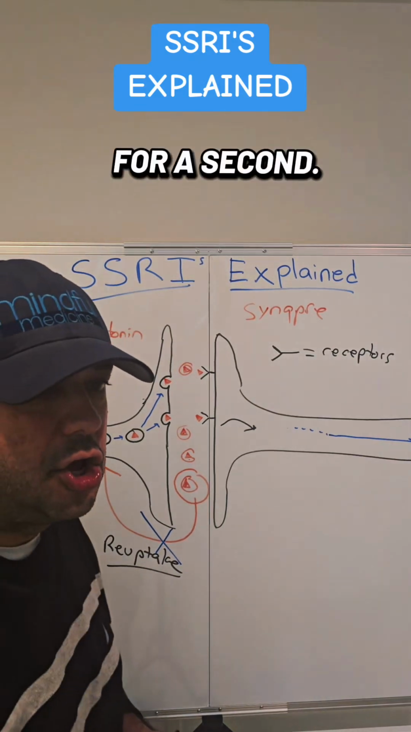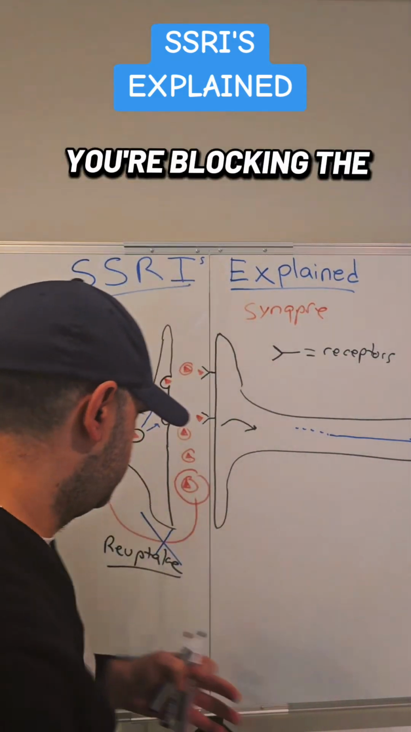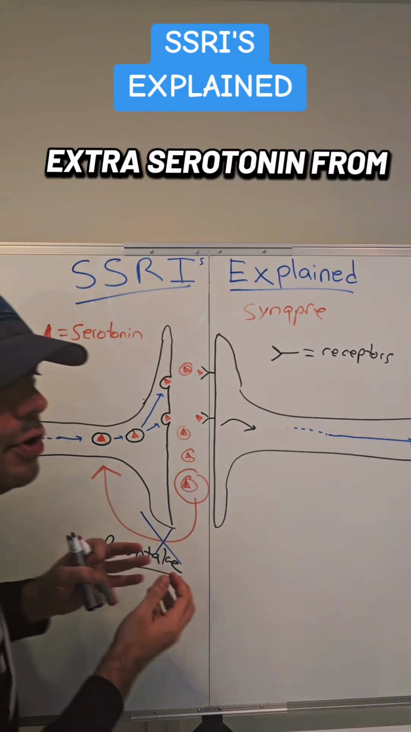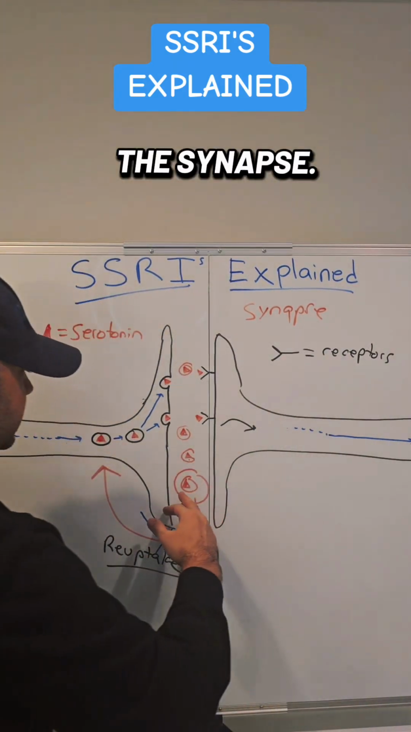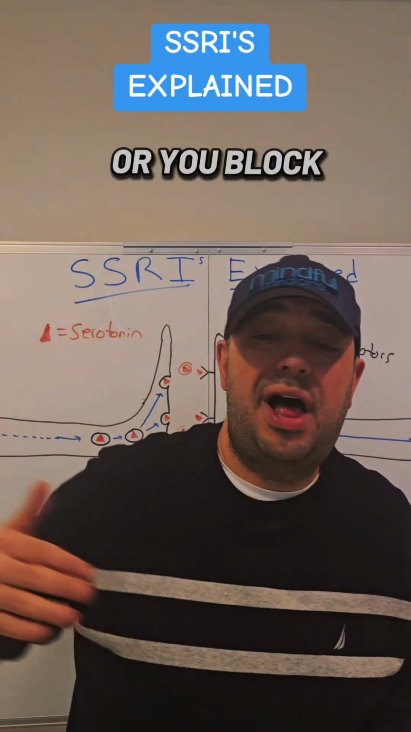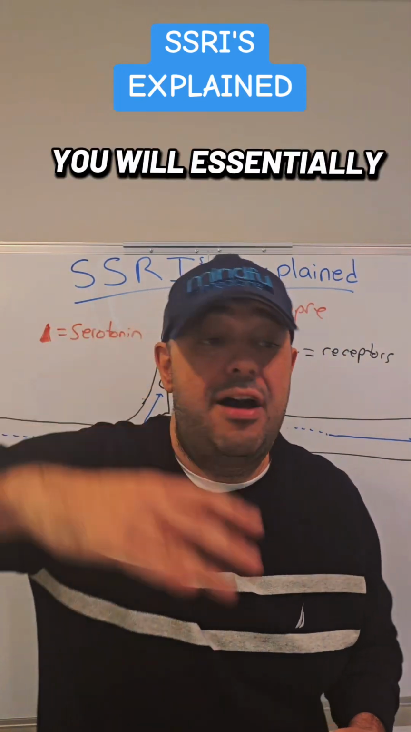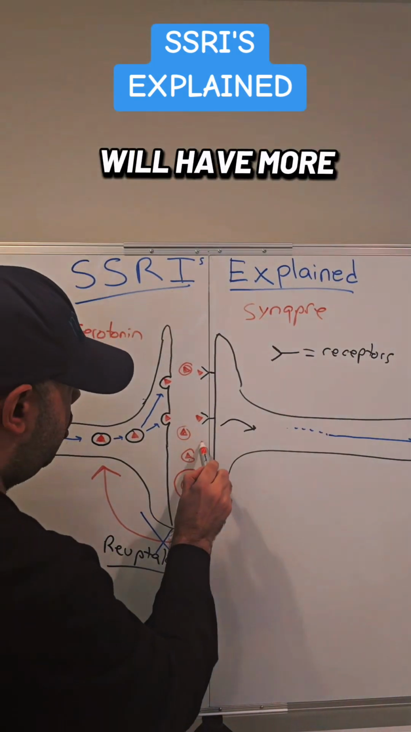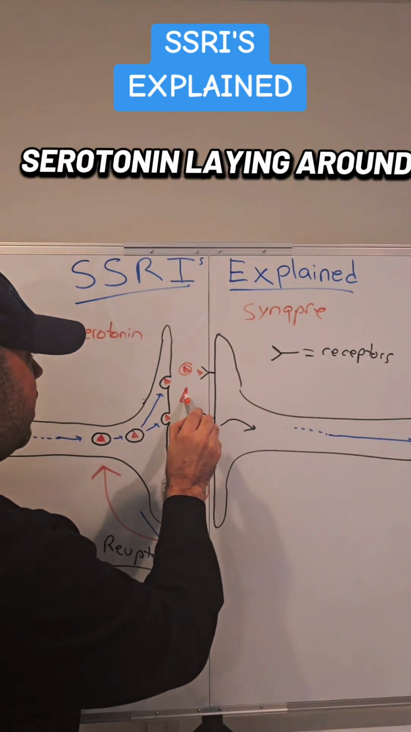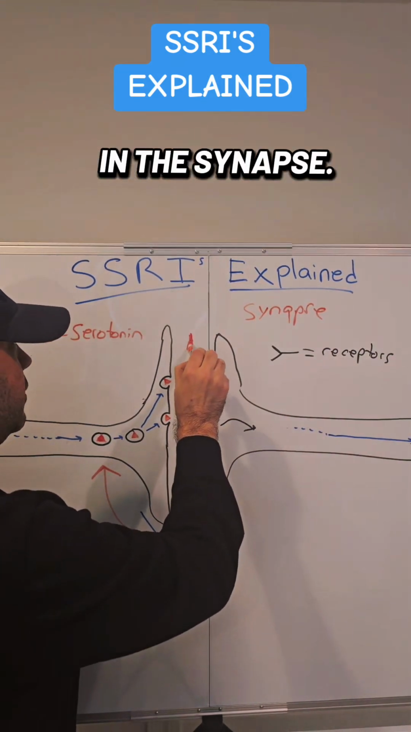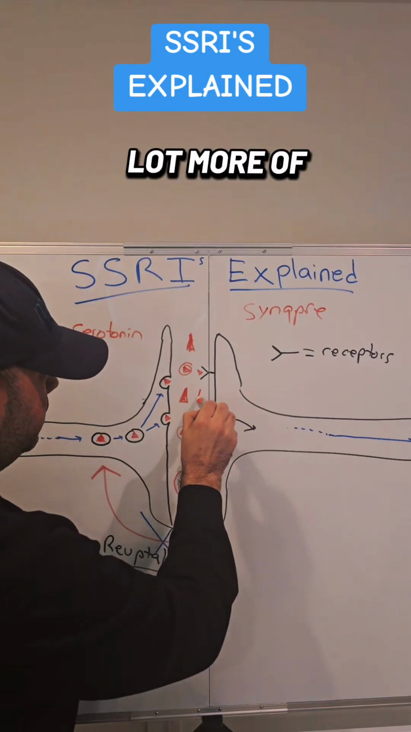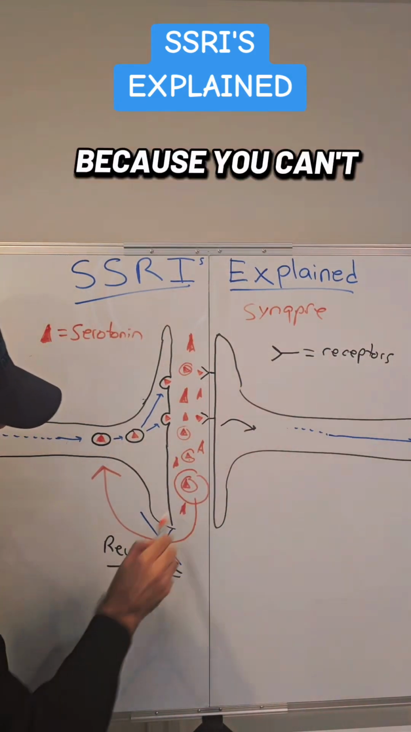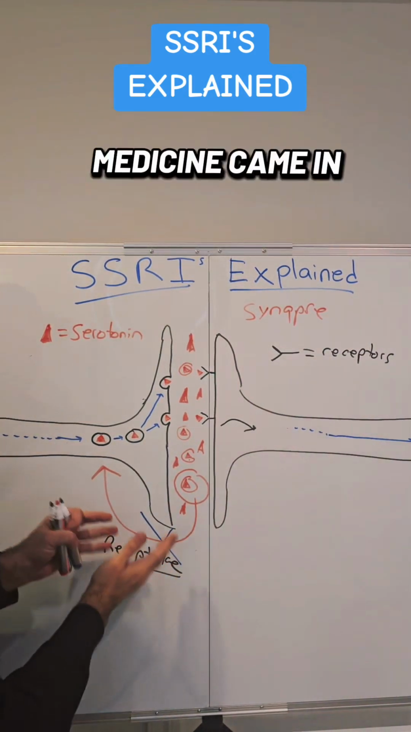Think about that for a second. You're blocking the removal of the extra serotonin from the synapse. So if you block the removal of it, or you block the reuptake, you will essentially have more serotonin. The result of this is that you will have more serotonin laying around in the synapse. You'll create a lot more of them. See, I'm drawing more of them? Because you can't reuptake, because the medicine came in and stopped that.